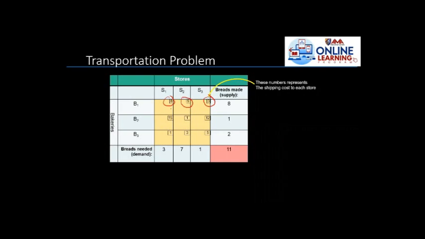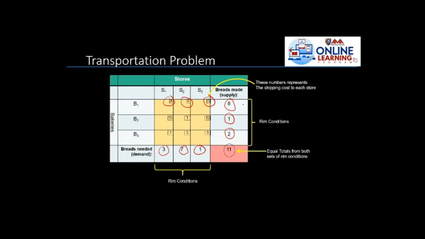That's the shipping cost. Na itong rim condition, kumbaga, ito yung mga supply ng bakery. This is the supply. And this is the demand of the store. Ito naman, dapat mag-equal yung supply and demand. So, 8 plus 1 plus 2. Dapat, of course, suffice lang or tama lang yung supply. So, in this case, equal ang number of supply and demand.